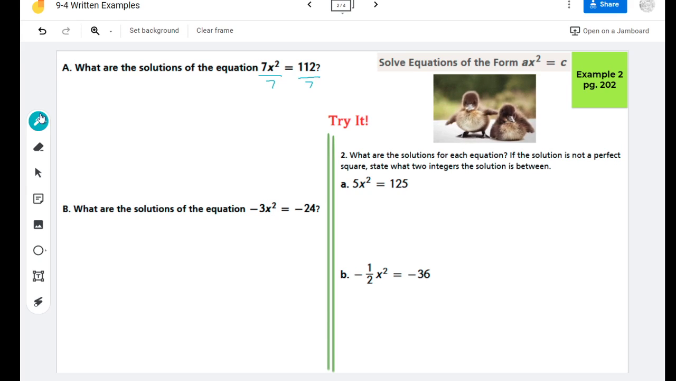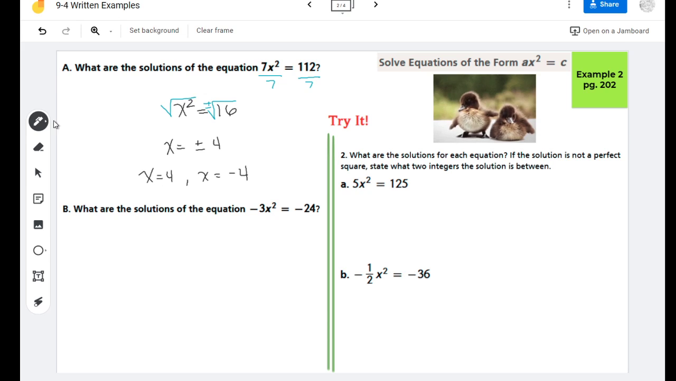So I get x squared is equal to, and 112 divided by 7 is 16. And now I'm able to take the square root of each side. And remember, if ever you take a square root, you always have to put a plus or minus in front of it. So I get x equals positive or negative, and the square root of 16 is 4. So my two potential solutions are x equals 4 and x equals negative 4. That's what that plus or minus means.